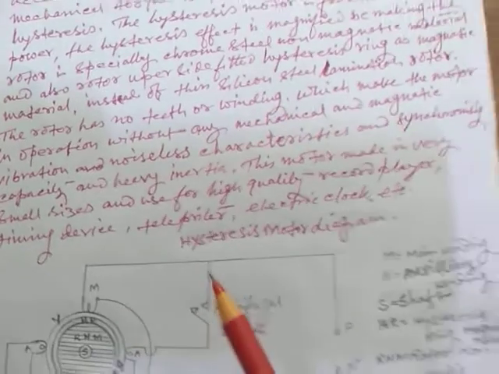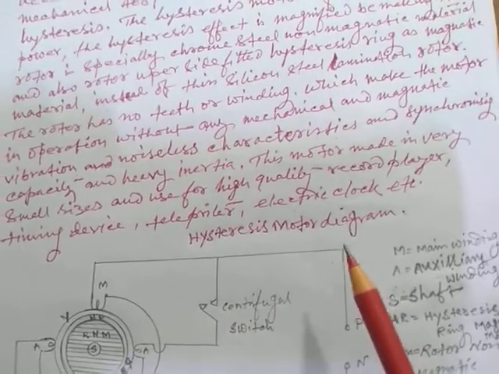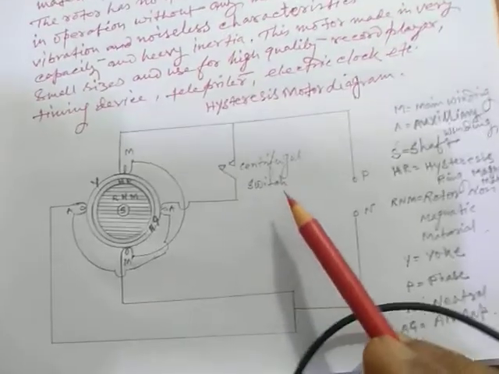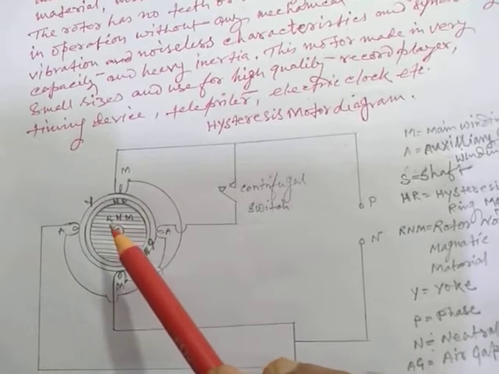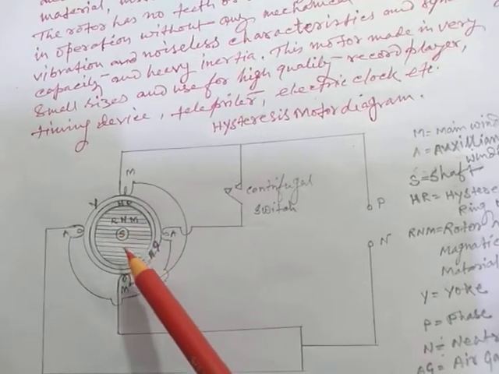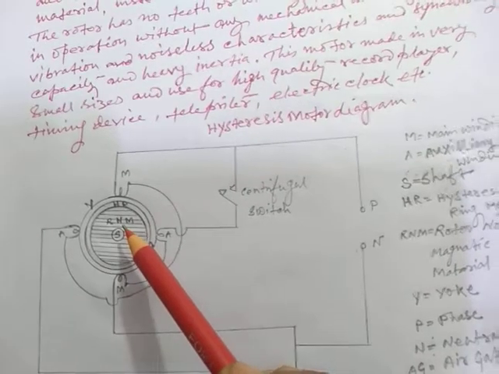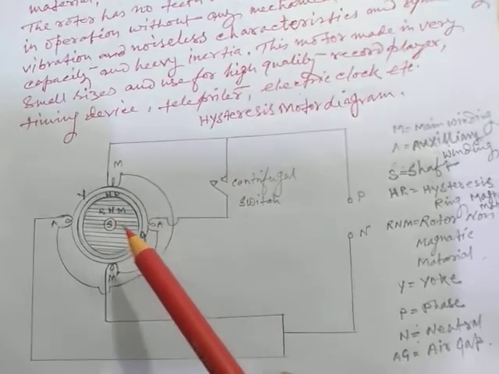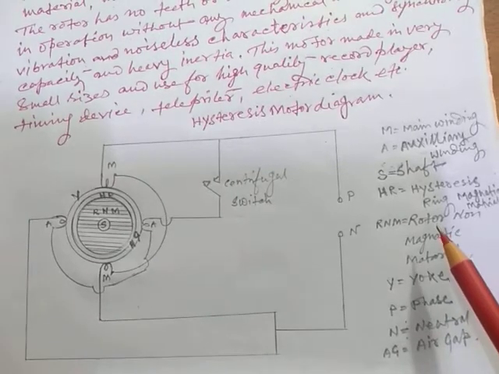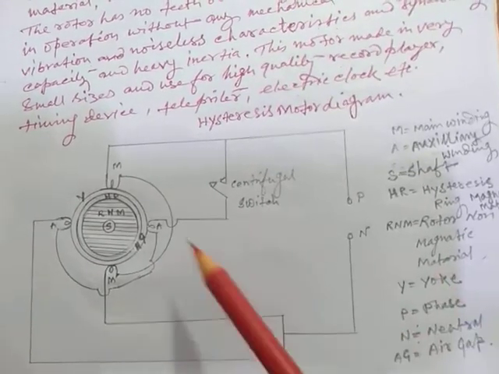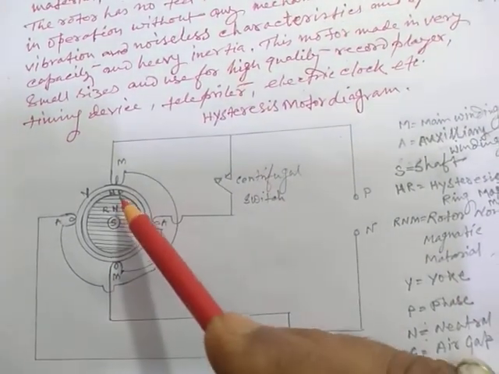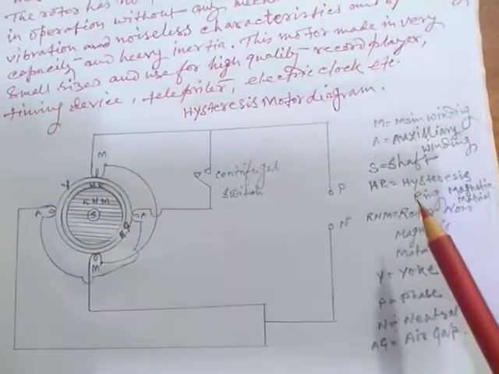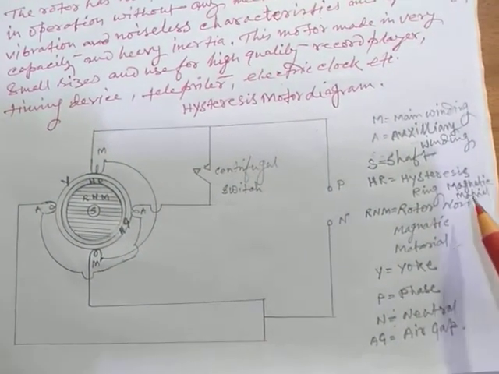Here we discuss the hysteresis motor diagram. Here this is the hysteresis motor diagram. This is the non-magnetic material, chrome steel. Here RNM is the rotor non-magnetic material. This is the shaft S. This is the HR, the hysteresis ring, a magnetic material.